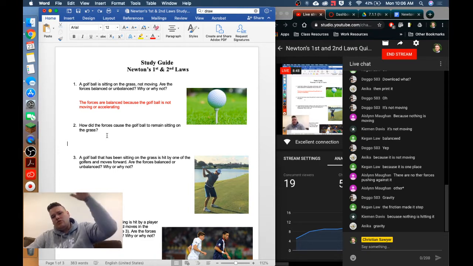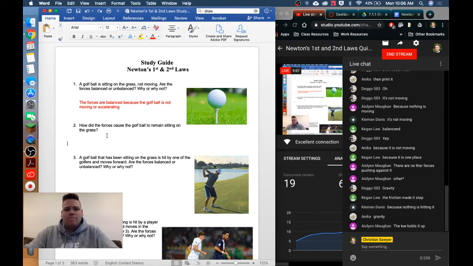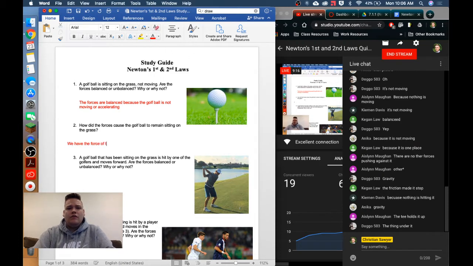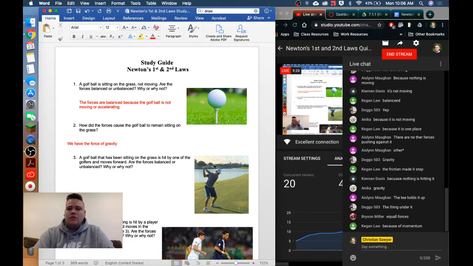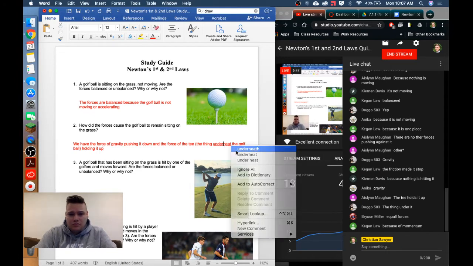Okay, we've got gravity pushing it down, so why isn't it just falling down? What's pushing it up? Okay, the tee holds it up, right? So, let's write this down. We have the force of gravity pushing it down, and the force of the tee, the thing underneath the golf ball, holding it up. Cool? Good job, guys. Again, if you have any questions as we go through this, just let me know. I'm going to move on now.